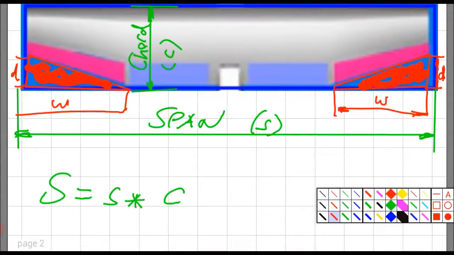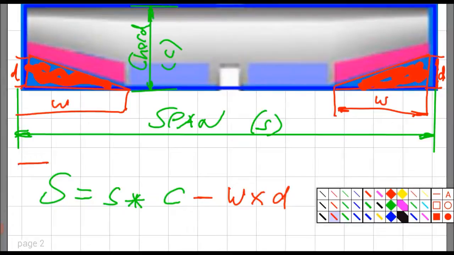So the two triangles together form another rectangle, and I only have to minus the area of that rectangle from my calculated ideal surface area. So minus W times D. And that actually is the surface area of my wing here.